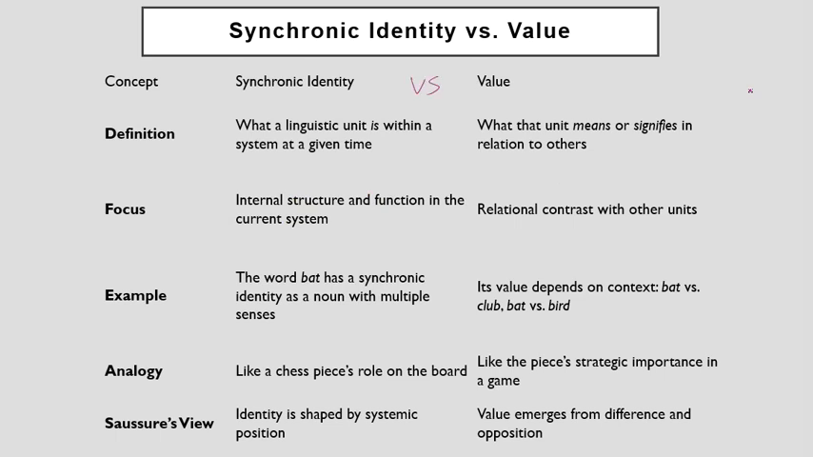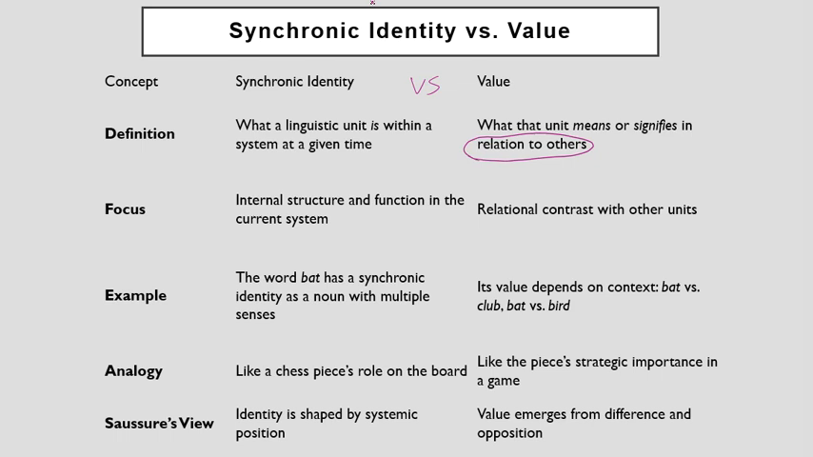Okay, definition. What a linguistic unit is within a system at a given time. So this is synchronic identity. So what a linguistic unit is, maybe its definition we can say. I'm not totally sure that we can say a definition, but this is what you can basically understand if you read Saussure's idea of identity. And then value is what the unit means or signifies in relation to other units. This is very important. So this is how synchronic identity and value are different.